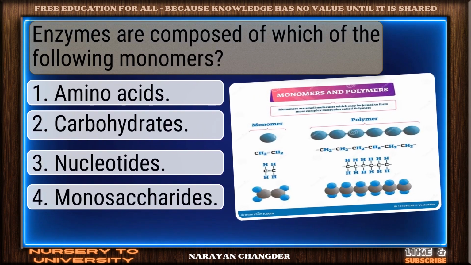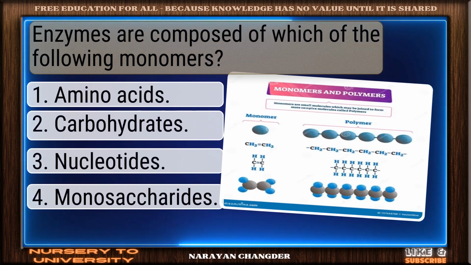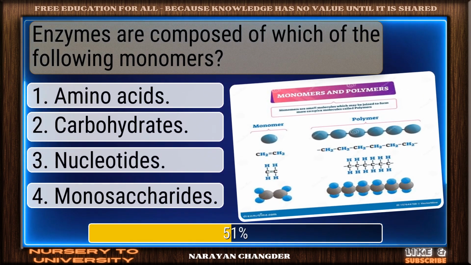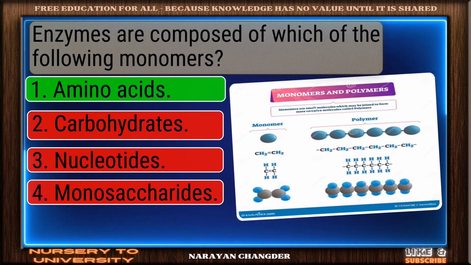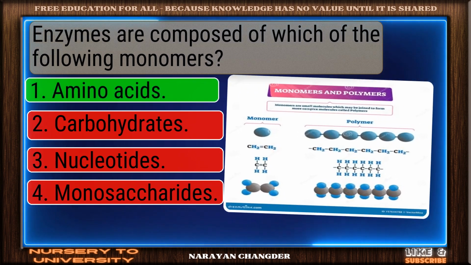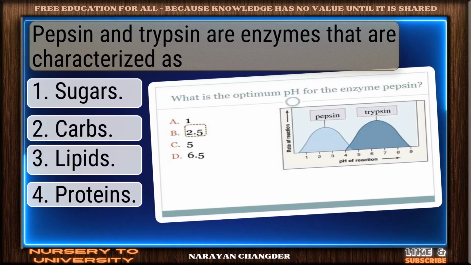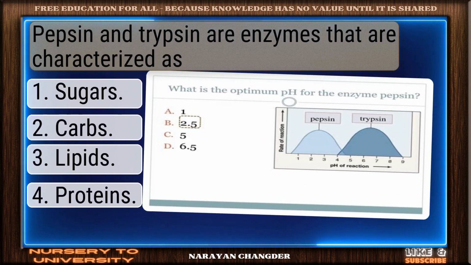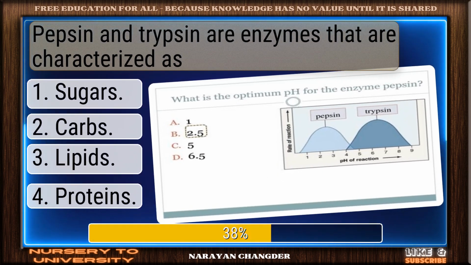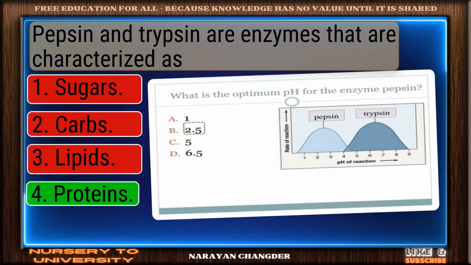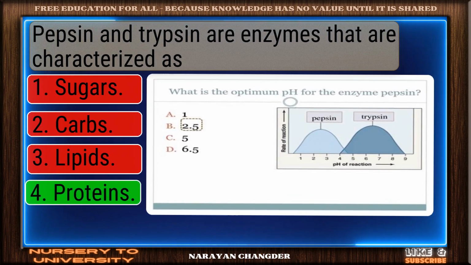Enzymes are composed of which of the following monomers? Nice selection. Amino acids is correct. Pepsin and trypsin are enzymes that are characterized as? Good thinking. Proteins is right.